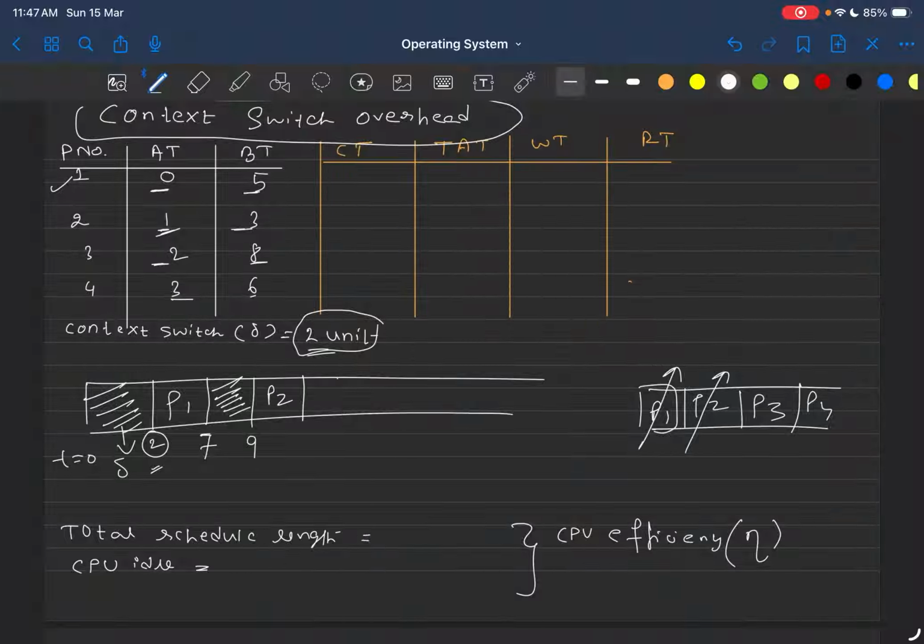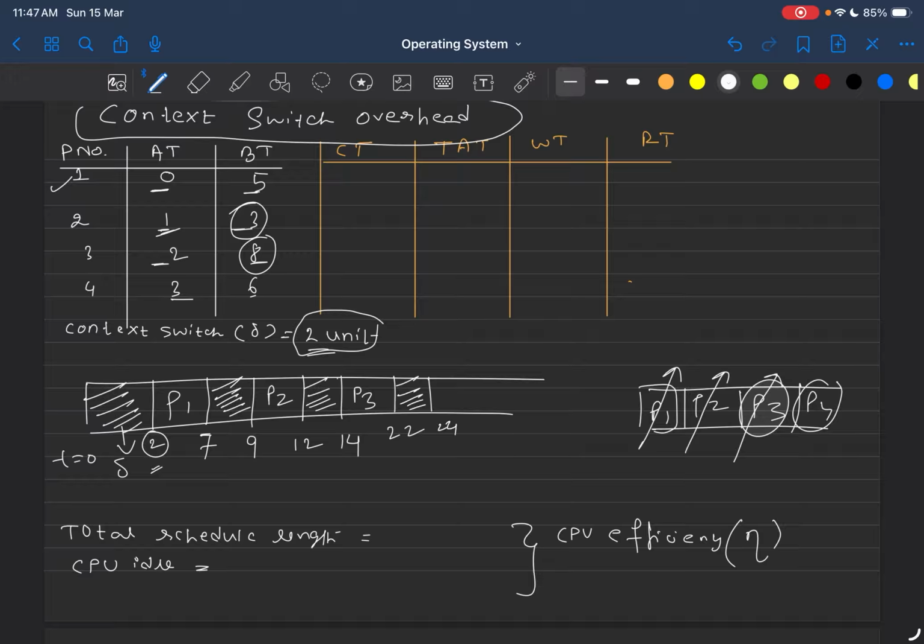P2 will be finished at 9 plus its burst time, 9 plus 6, that is 15. Sorry, 12 was stated, then P3 has to be scheduled. But before that, there has to be a context switch for 2 units of time. So at 14, P3 can be scheduled. What will be the completion time of P3? That is 14 plus 8, how much? 22. Now P4 has to be scheduled, but before that there is another context switch.